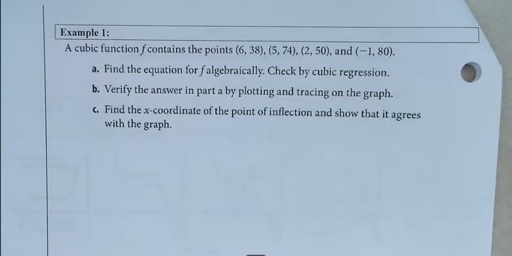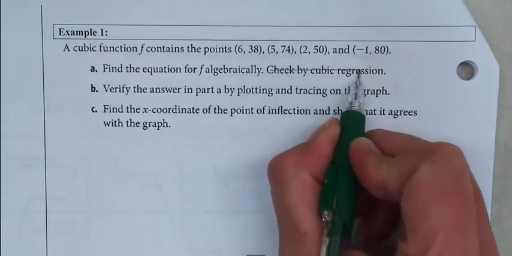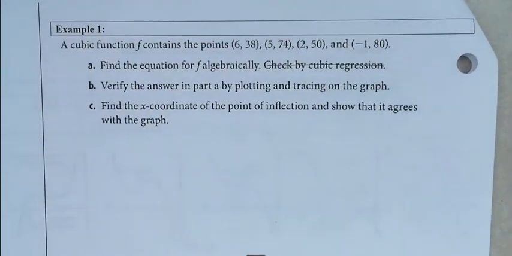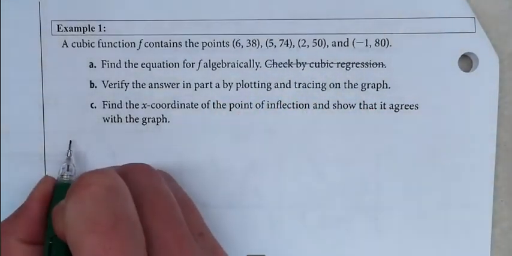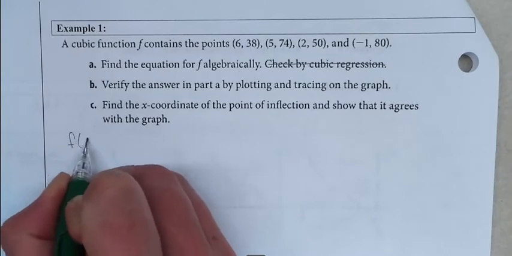All right, so we have a cubic function f that contains these four different points, and we want to find the equation for f algebraically. We're not going to worry about cubic regression. That's not something we're going to cover. We'll check it by using your book if it asks you to check by cubic regression. So we're going to find this equation for f algebraically. Well, let's see. The standard form of a cubic function is going to look something like this.